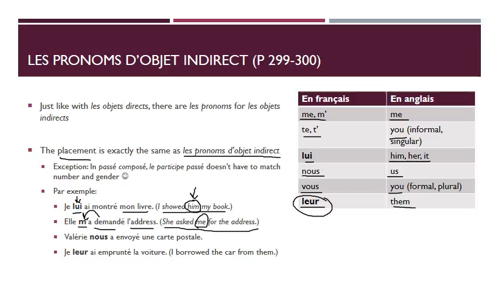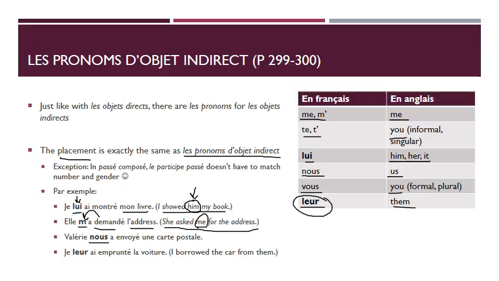All right, so another one. Valérie nous a envoyé une carte postale. So Valerie sent us a postcard. Now, if you were to say it en anglais or even en français, you could also, if you're replacing the pronoun, if we're going back to what the sentence would have originally been, it could be Valerie sent a postcard to Monty and me.